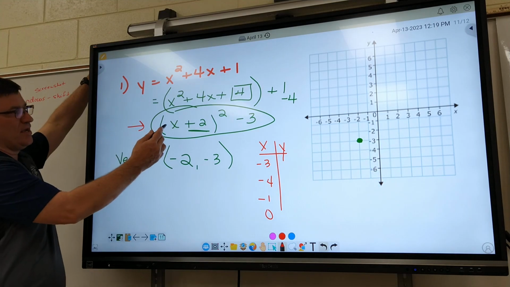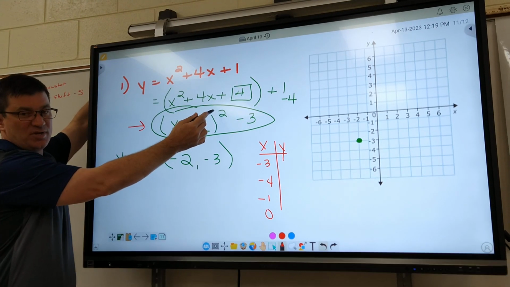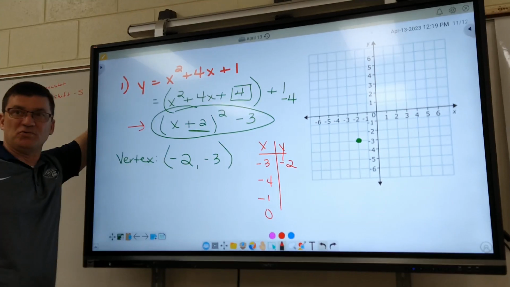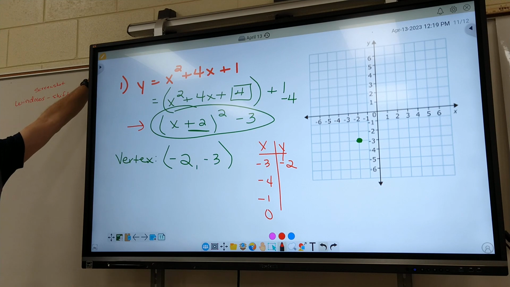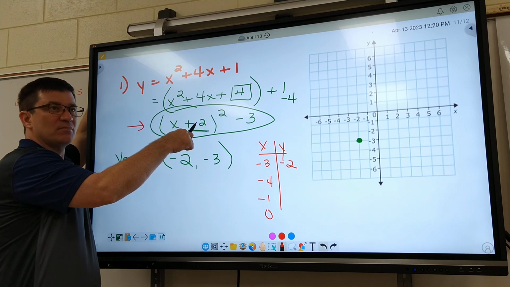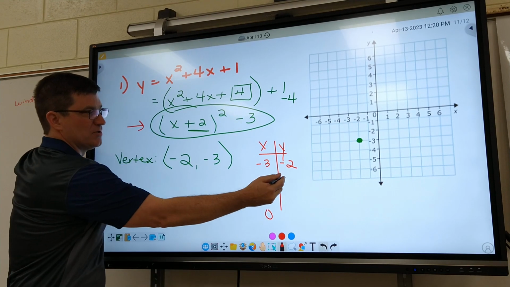All right, so -3 plus 2 is -1. Square that, you get +1. Subtract 3, you get -2. Now, you can do it on your calculator, and you'll get the same thing. All right, let's plug in -4. What's -4 plus 2? All right, square -2. 4 minus 3 is 1.